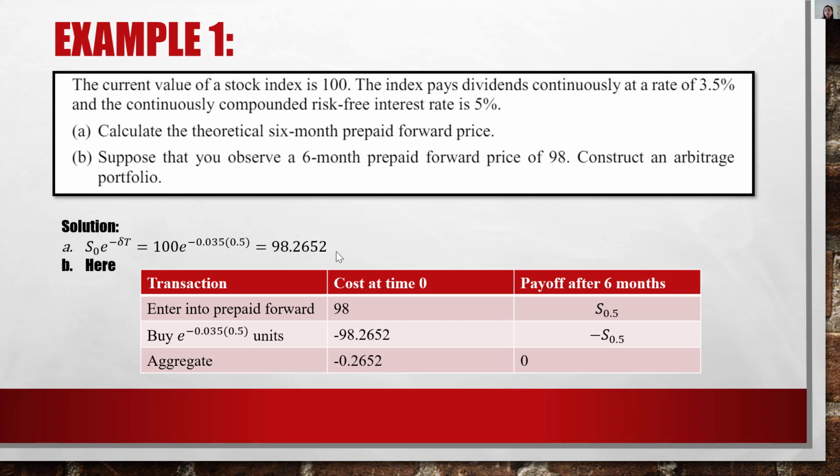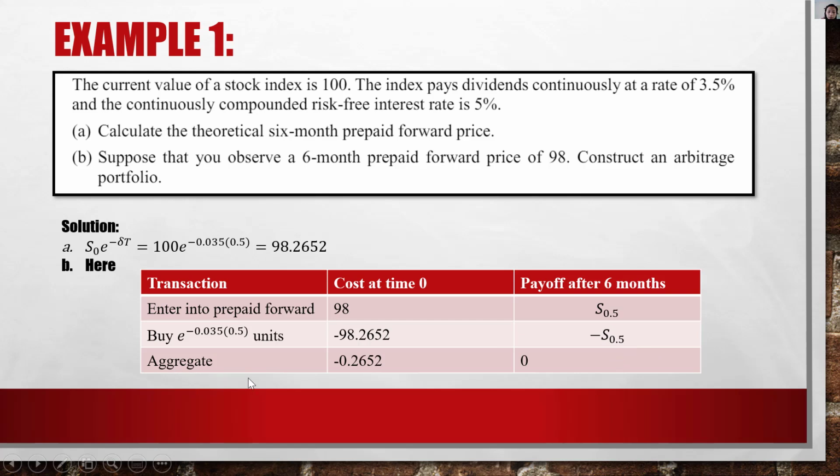is 0.5. Here remember when we buy, that means at time 0 we have to pay. That's why the value here is negative, right? We buy, so it's negative, because at time 0 we have to pay $98.2652. Then after 6 months, the payoff we receive is S0.5. So here we got negative 98.2652.